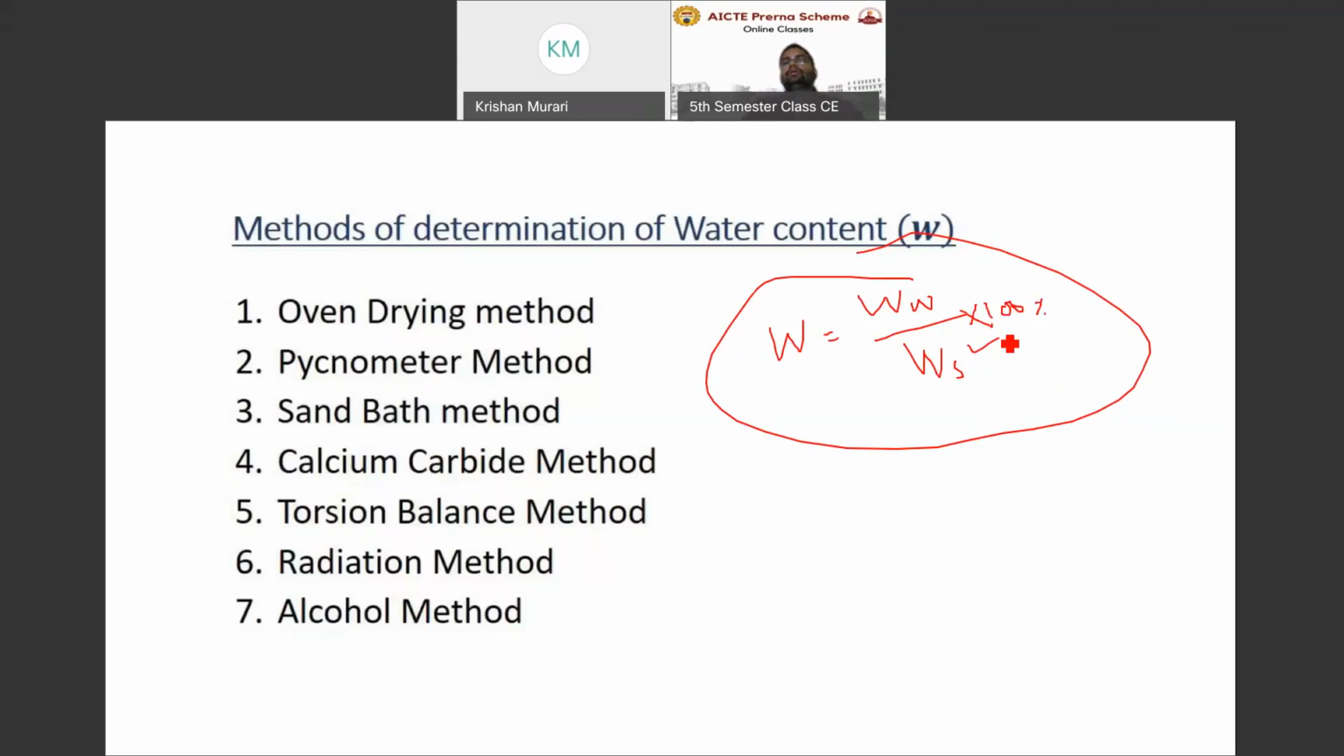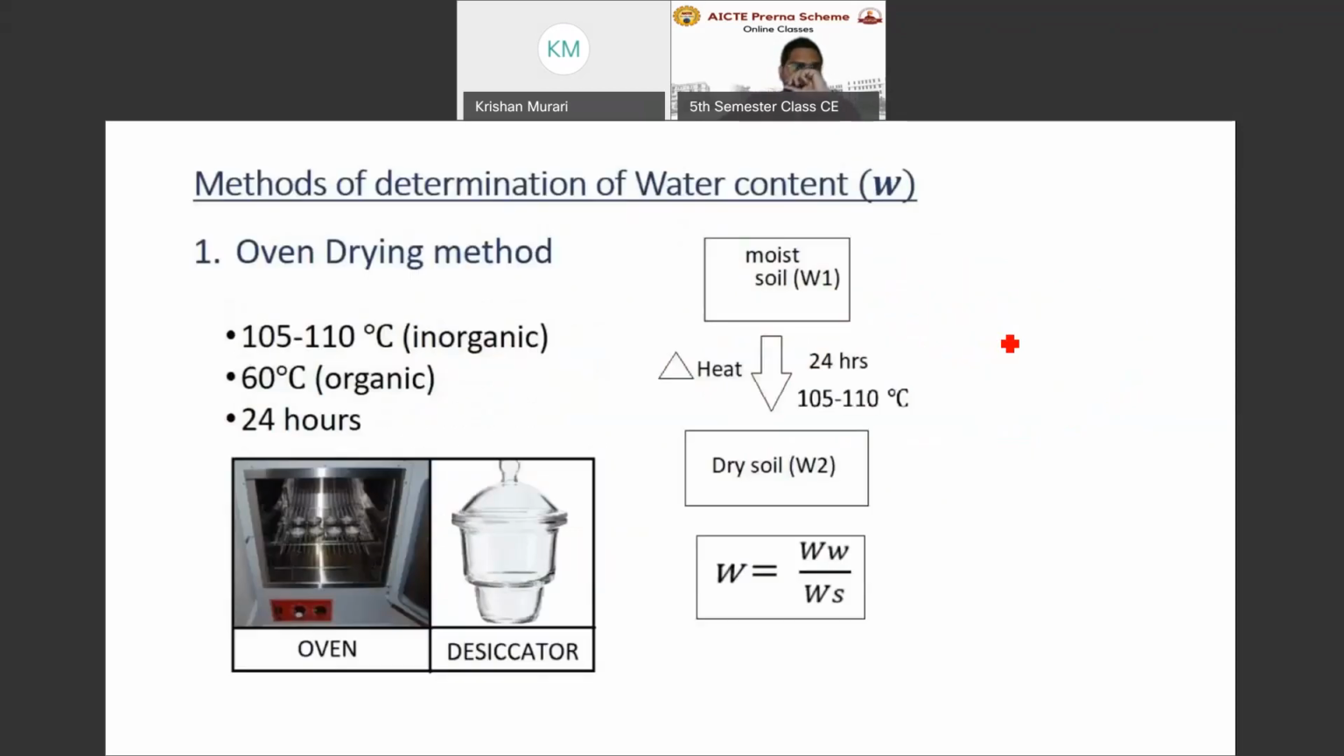water content. There are methods like the oven dry method, pycnometer method, sand bath method, calcium carbide method, torsion balance method, and radiation method. After that, the alcohol method. These are the different methods of determining the water content. We will discuss all these methods one by one. Firstly, we discuss the oven drying method.